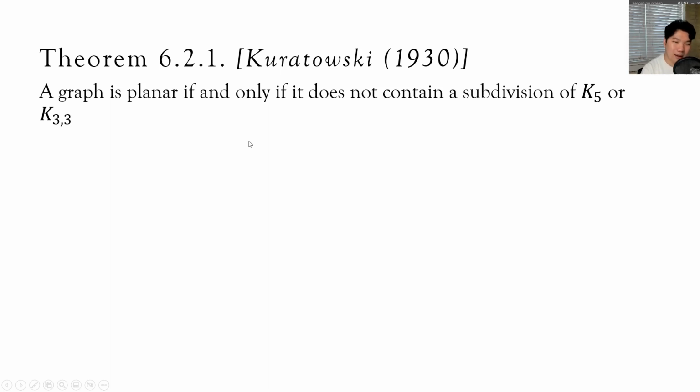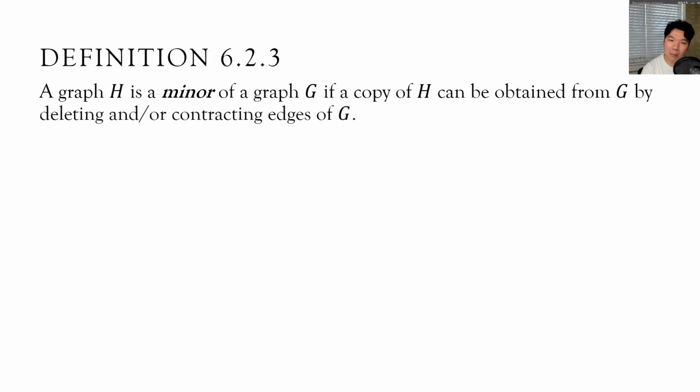All right, so the next thing I want to introduce is a minor. A graph H is a minor of a graph G if a copy of H can be obtained from G by deleting or contracting edges of G. So in other words, another way that you can think of this is that a minor is either a subgraph of G or a subdivision of G. Deletion implies that we have a subgraph. Contraction is where the subdivision comes in.